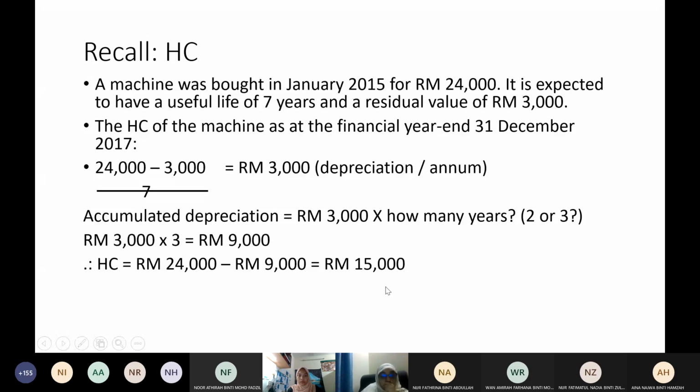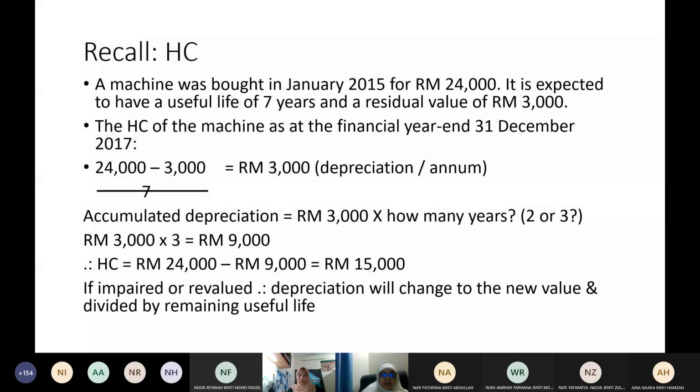Okay. Now, another reminder is, let's say the value of the asset has changed. So if, let's say in 2018, there's either impairment or revaluation of the asset, then if you have to calculate the depreciation for the following years, you need to make sure that you use the new value, which is the impaired value or the revalued value. And this value would be depreciated for the remaining useful life.